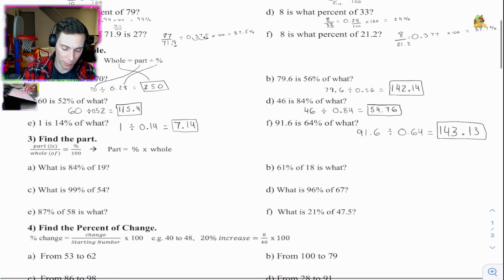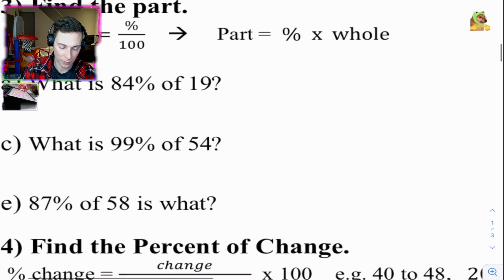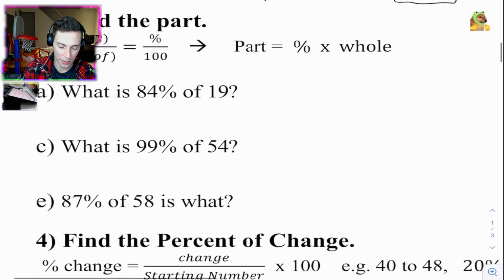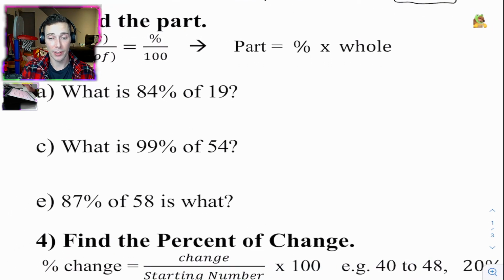Question number 3. So we're finding the part now, and for the rest of this worksheet, we're going to be finding lots of parts, multiplying the whole by the percent in decimal form over and over again. We're going to do some different things with those parts, but this one's just finding the part. What is 84% of 19?